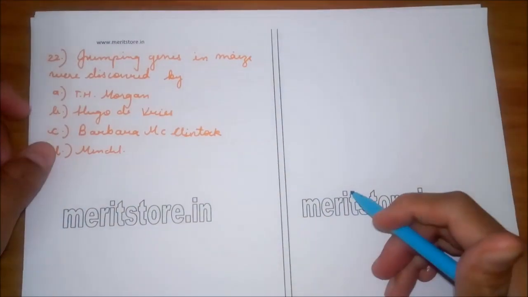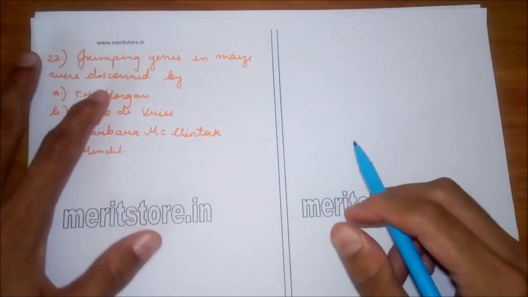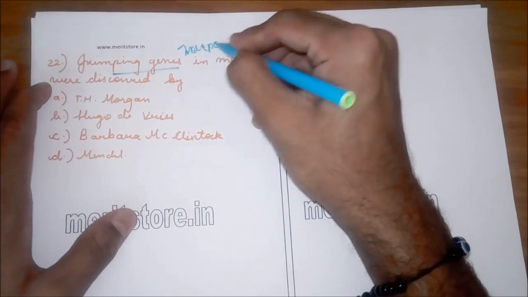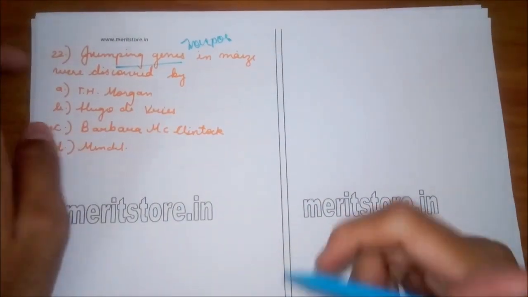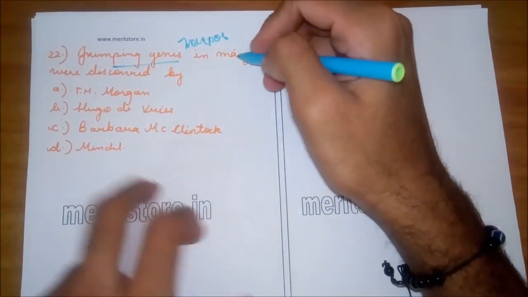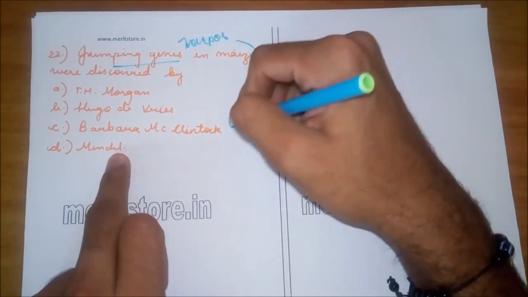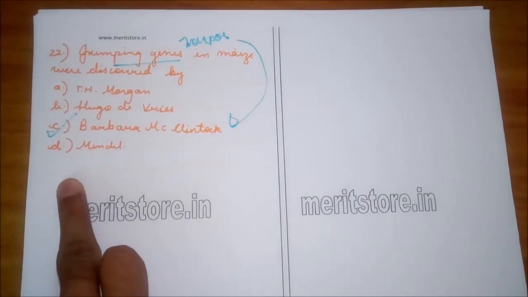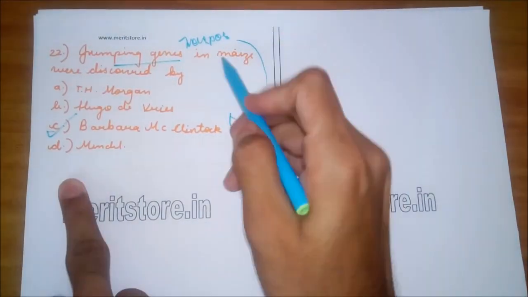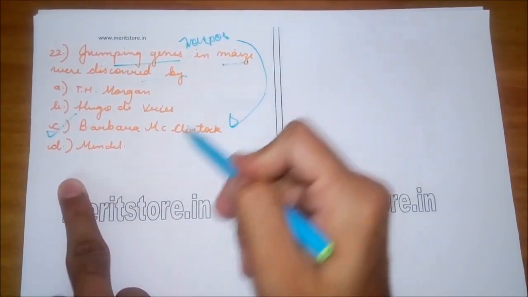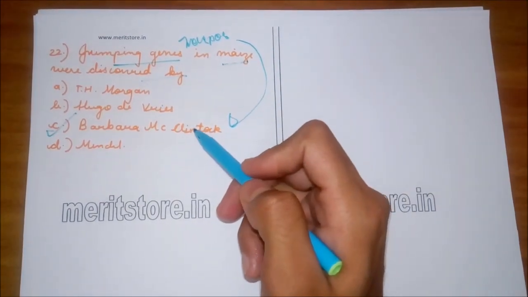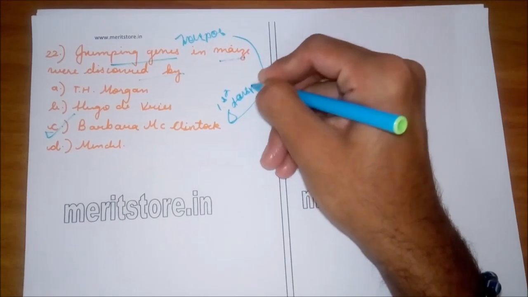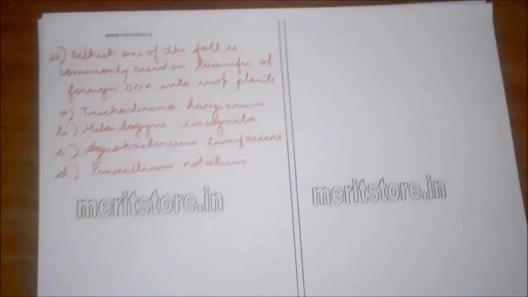Question number 22. Jumping genes in maize were discovered by. Jumping genes are also known as transposons. So the transposons are nothing but jumping genes which were discovered by the scientist Barbara McClintock. So option C is the correct answer for question number 22, which states that jumping genes in maize were discovered by scientist Barbara McClintock. The first transposons were discovered by this Barbara McClintock.